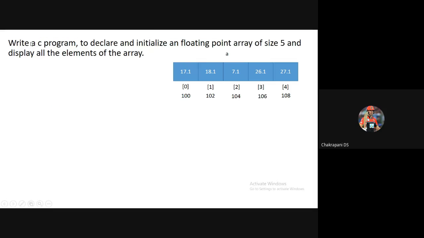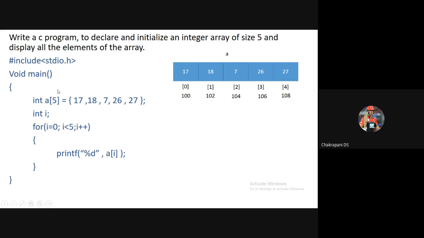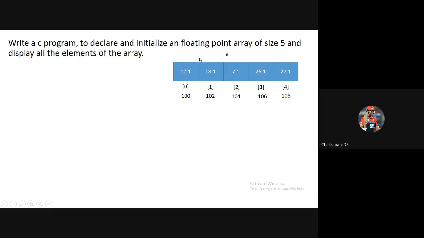Let's check one more program. Write a C program to declare and initialize a floating point array of size 5 and display all the elements of the array. Instead of integer array here, we have to create a floating point array.